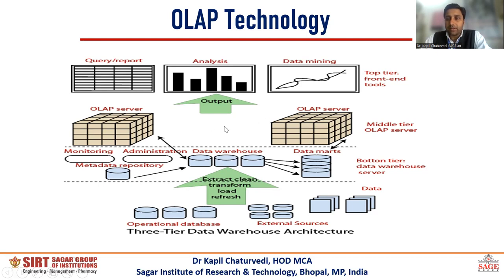and different kinds of OLAP servers will deal with different kinds of data. If we have multidimensional data, then MOLAP will deal with that particular kind of data. If we have heterogeneous kind of data, then we will use HOLAP, hybrid online analytical processing. And if we have relational data, then we will implement ROLAP, that means relational online analytical processing.